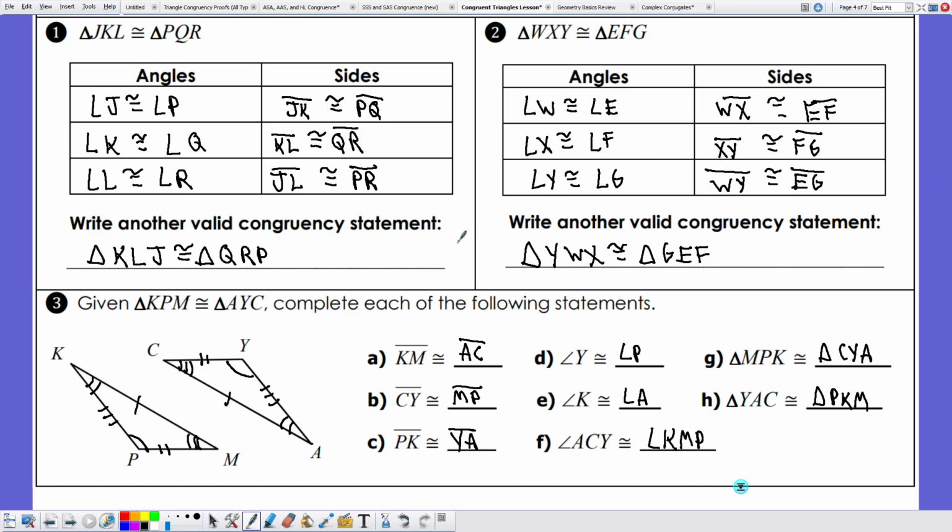And that is the very basics of triangle congruence. In the next videos, we'll see how we can obtain some more information using these facts.